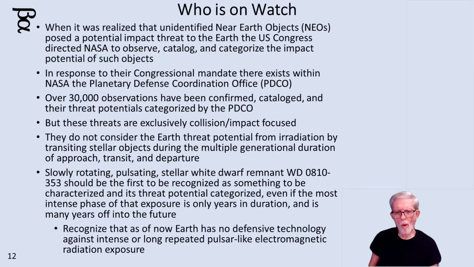So you might say, why am I, an individual amateur in optical and radio astronomy, soliciting for these observations? Don't we have government organizations looking out for us? Yes, given that they realize near-Earth objects might have a potential threat to the Earth, the U.S. Congress directed NASA to observe, catalog, and categorize the impact potential of such objects. And there's an organization within NASA called the Planetary Defense Coordination Office, PDCO. They've categorized 30,000 plus, and they're doing about another 500 per year.